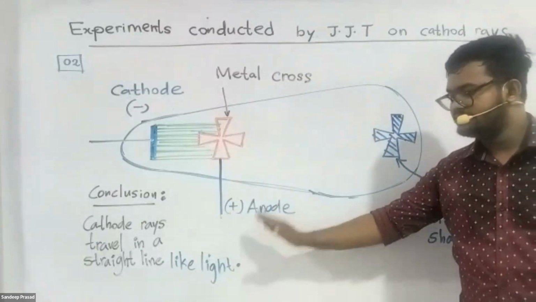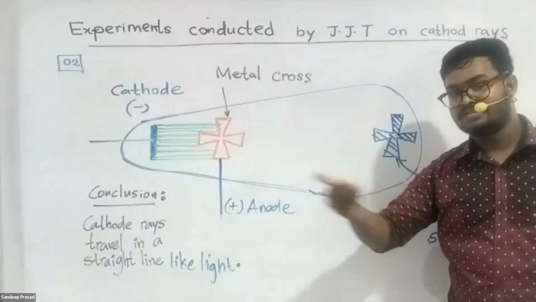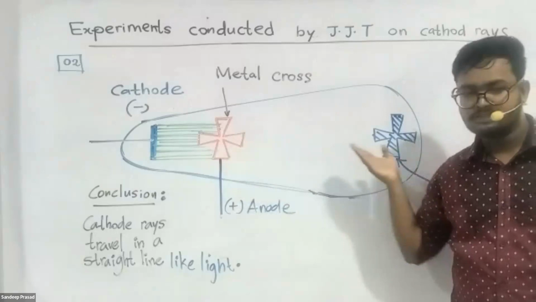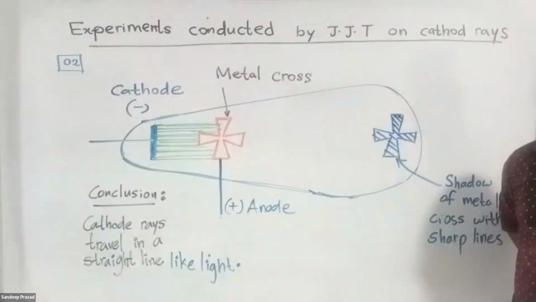In this experiment, under the conclusion, you can write, if you want, that cathode rays behave as waves. That's also correct, because if it is a wave, like light, we can have a straight-line path and we can have the shape. That's also a conclusion. Understood? Okay.